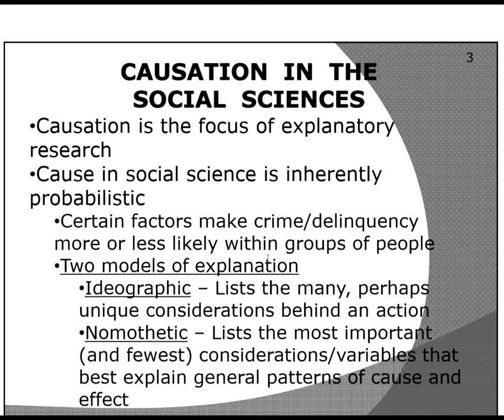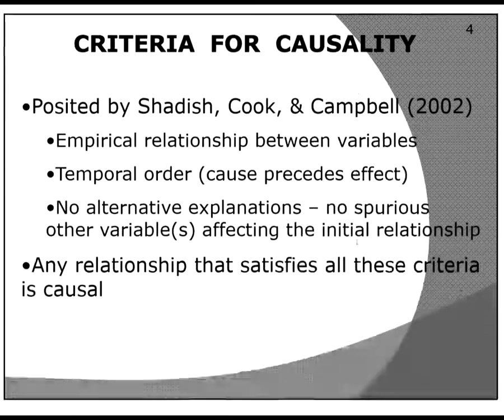We usually try to focus our explanatory research on causation. Cause in social science is inherently problematic or probabilistic because it's very difficult to actually prove. Some factors make crime and delinquency more or less likely within some groups of people. There are the idiographic and the nomothetic explanations: the idiographic lists the many, perhaps unique considerations behind the action, and the nomothetic lists the most important and the fewest considerations that can explain this cause and effect.